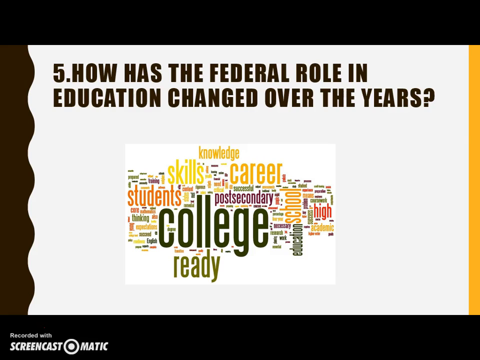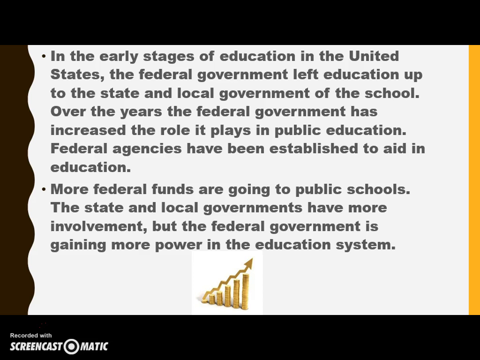Question 5, how has the federal role in education changed over the years? In the early stages of education in the United States, the federal government left education up to the state and local government of the school. Over the years, the federal government has increased the role it plays in public education. Federal agencies have been established to aid in education.